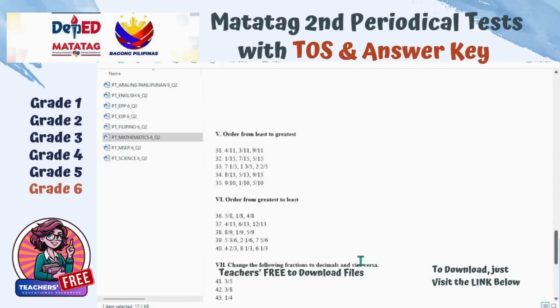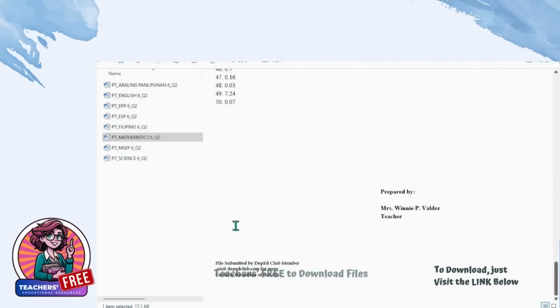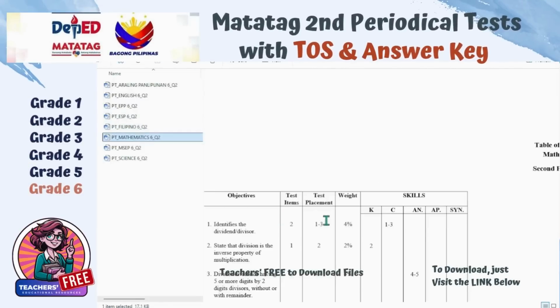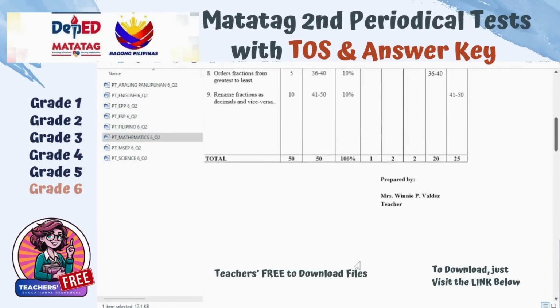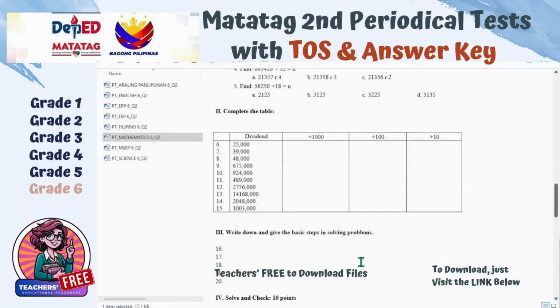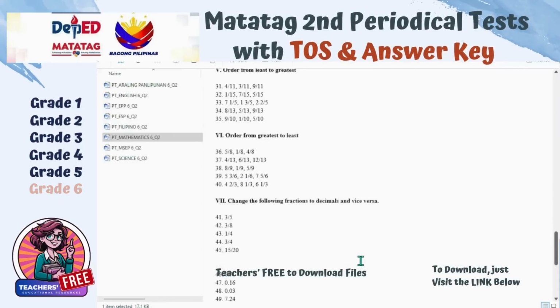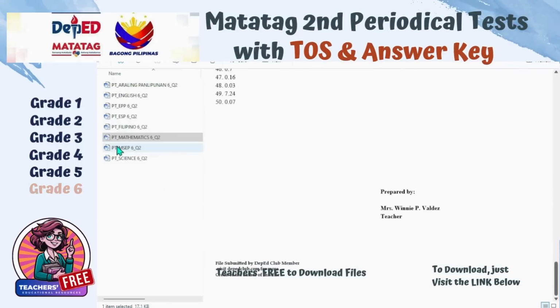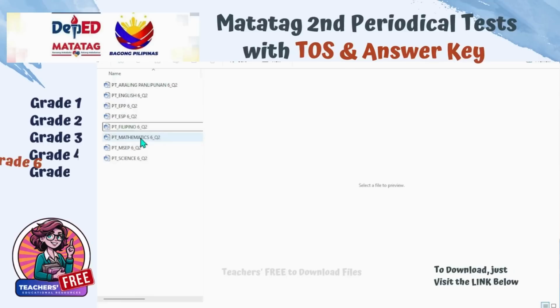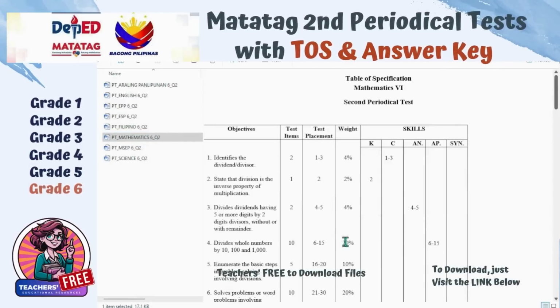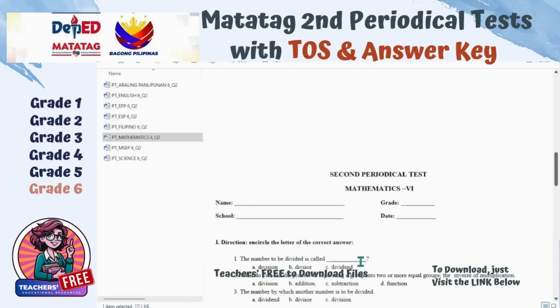Be sure to remember the basic steps in problem solving when it comes to division, and practice solving word problems that involve division. In fractions, you'll need to know how to order them, from least to greatest, and from greatest to least. Finally, you'll work on renaming fractions as decimals, and vice versa.